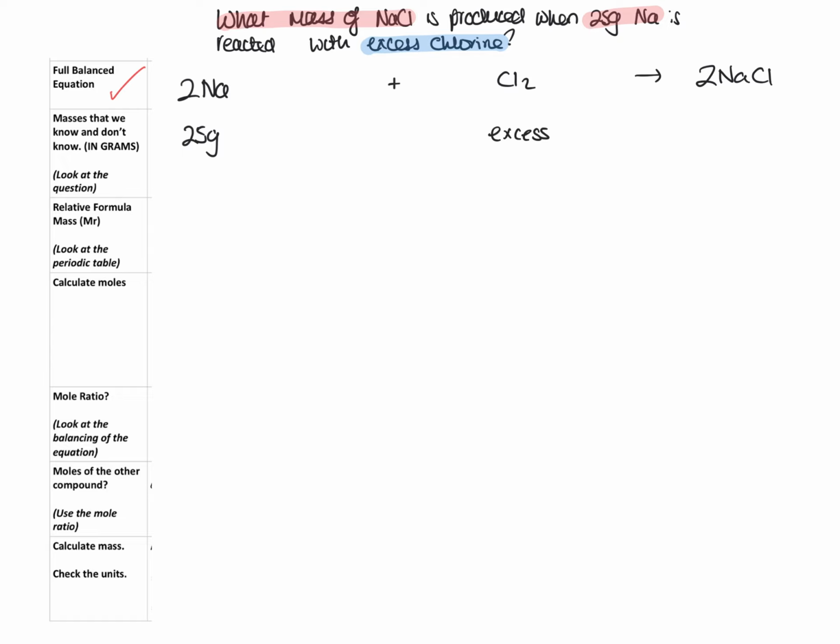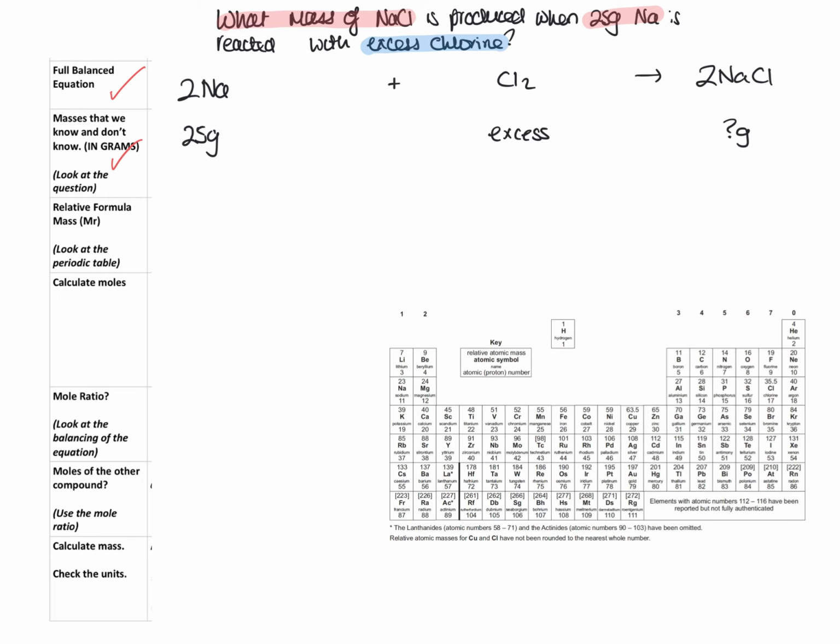And we know that this one is the one that we're trying to find. How many grams of that can we make? And I've written them underneath the appropriate substance again. Okay, so that one we have now done. The next step is to use the periodic table to do the relative formula mass. So I'm going to introduce a periodic table.